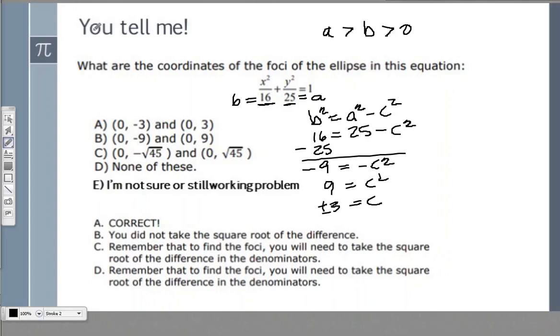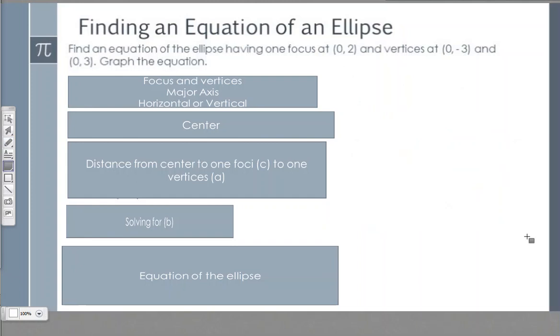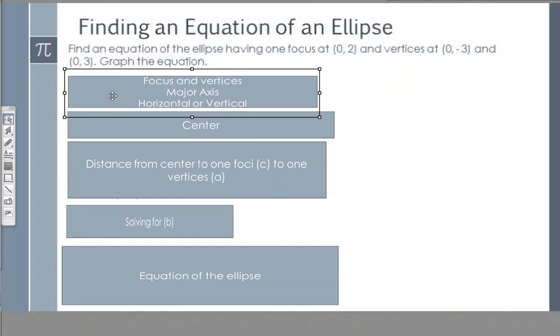All right, here's another one, finding the equation of an ellipse, and then we're going to graph it. So I hid the graph right quick. You could have paused it and looked at it if you want. I just think it's more fun if we go through the equation and then compare to the graph. So find the equation of the ellipse having one focus at 0, 2, and vertices at 0, negative 3, and 0, positive 3, and then graph the equation. So we're going to look at the focus and the vertices, determine what the major axis is, which will tell us if it's horizontal or vertical.